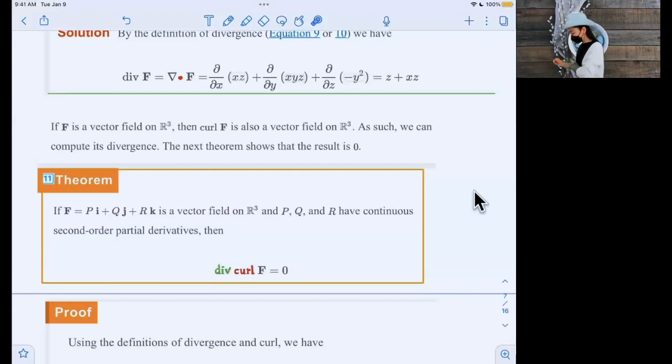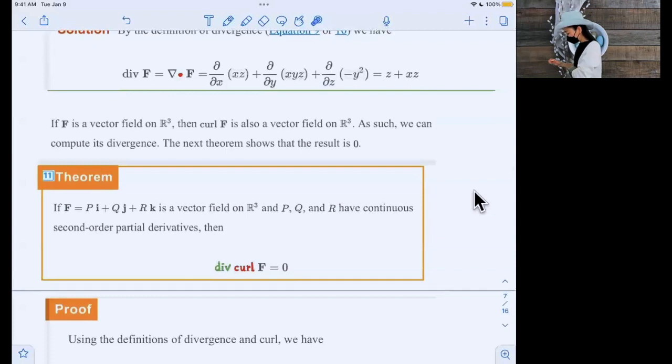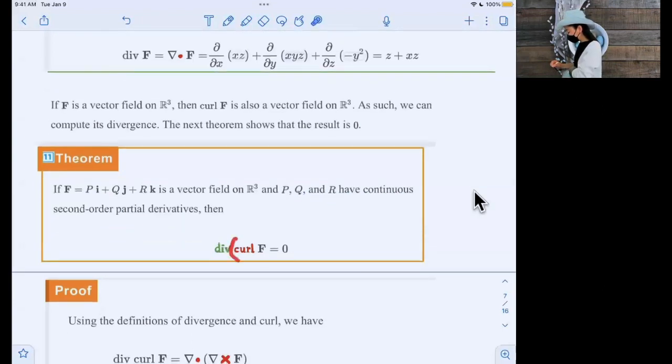It turns out that when you compute the divergence of the curl of F, if F satisfies this condition, which means F is a vector field on R3, and P, Q, and R have continuous second-order partial derivatives, then the divergence of the curl is equal to the zero scalar, the zero number. The result of the divergence is a scalar, a number. So that's kind of interesting.